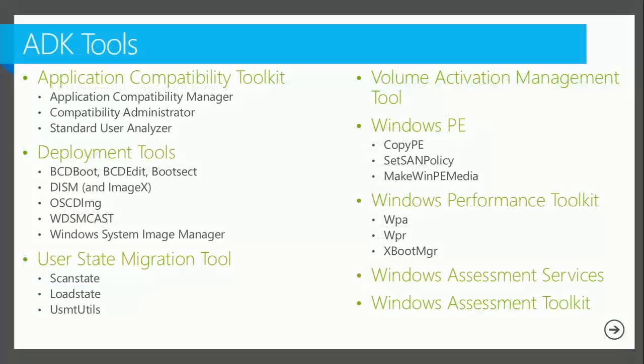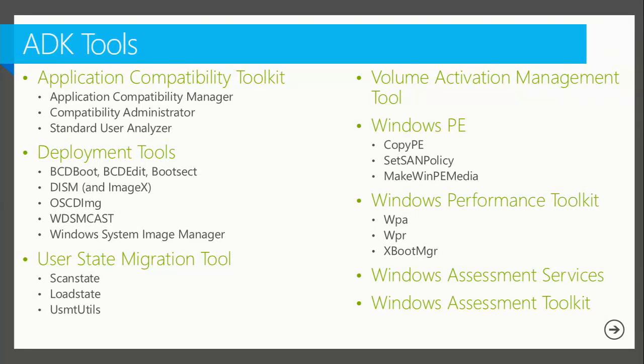So overall, we've got a few different categories of tools. We have the AppCompat Toolkit, which is now part of the ADK instead of a separate download. We have the core deployment tools. User State Migration Tool has been in the kit for a while, so it's still there. There's a new version of that released with Windows 8. The Volume Activation Management Tool is included in the ADK. Windows PE, Windows Performance Toolkit used to be a separate download, is now included in the ADK. And then the Windows Assessment Services and Toolkit that we were just talking about. So that's the set of tools that we need to go through.